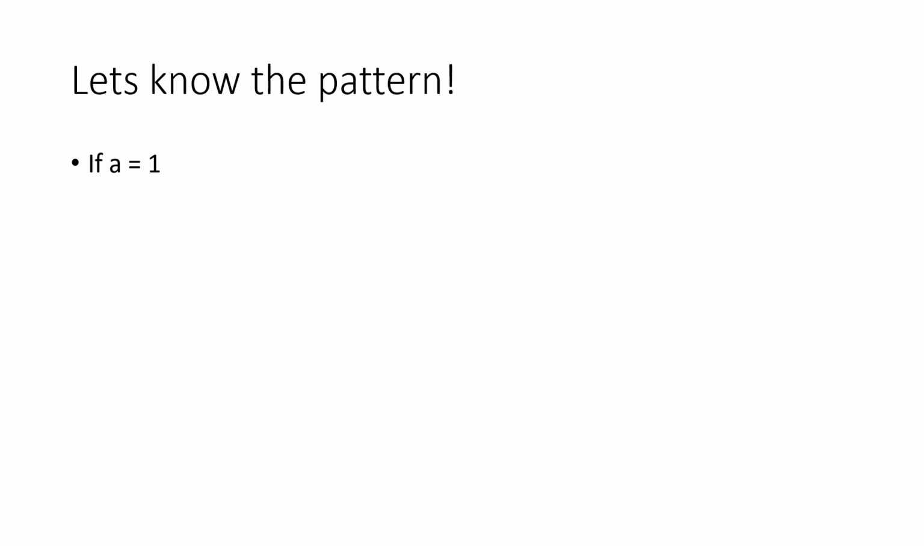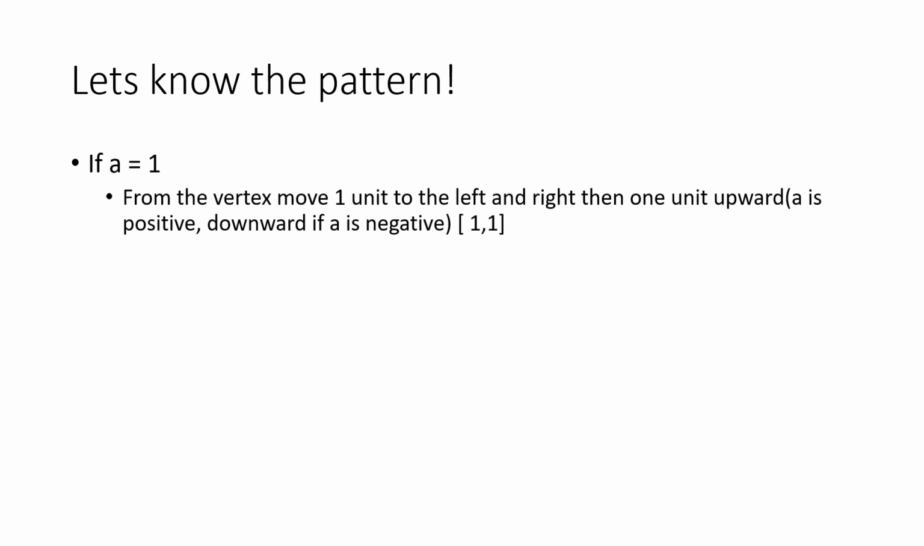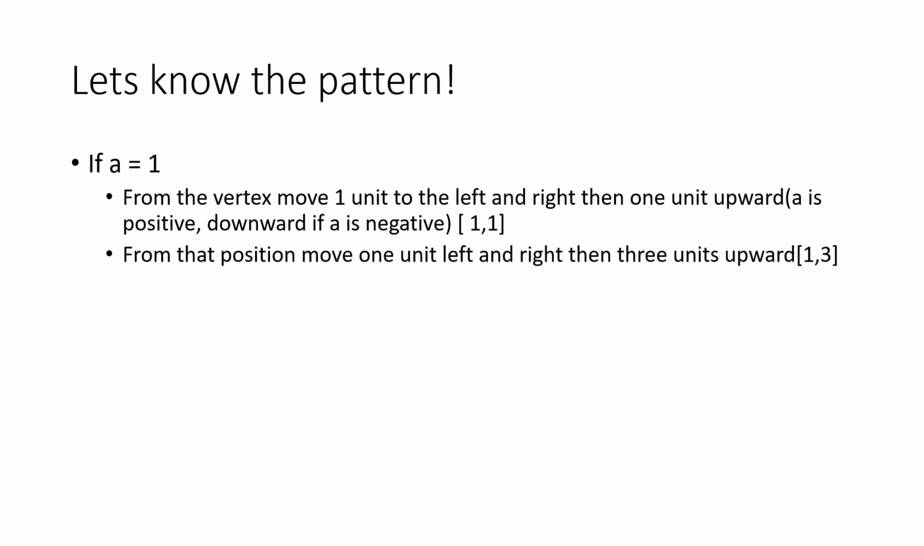Let's know the pattern. If a is 1, from the vertex, move 1 unit to the left and right, then 1 unit upward if a is positive, then downward if a is negative. So that is 1, 1. Then from that position, move 1 unit left and right again, then 3 units now upward, or downward if a is negative. So 1, 1 and then 1, 3.